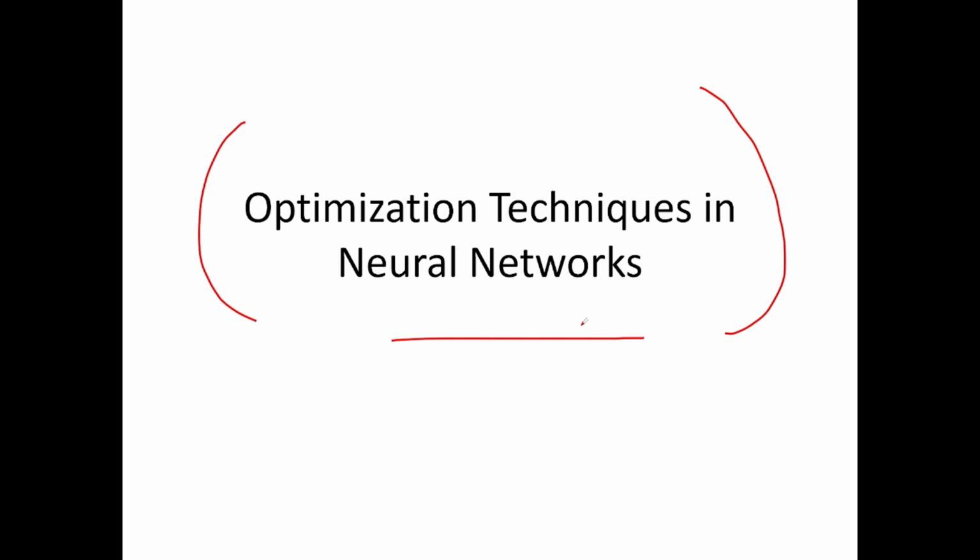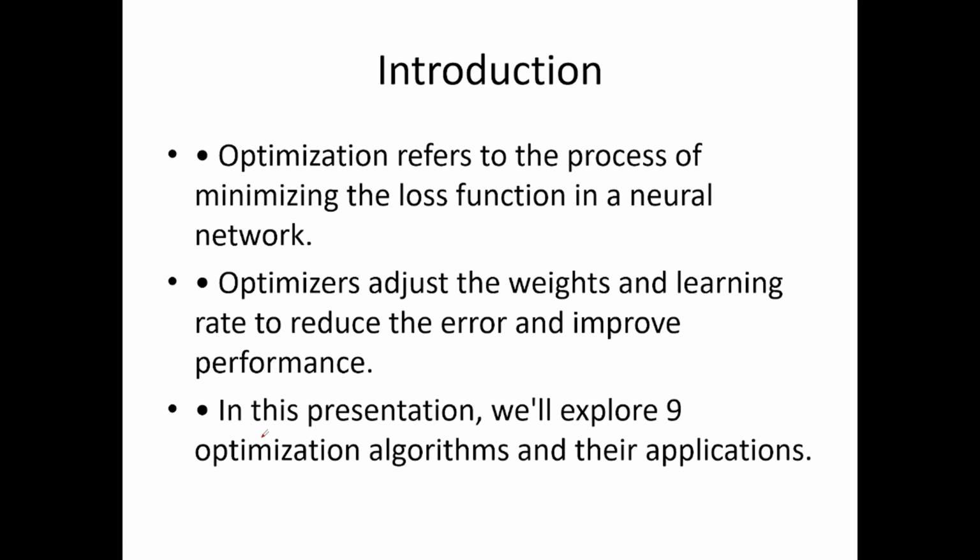In machine learning and deep learning, optimization refers to minimizing the loss function, which tells us how far the predicted outputs are from the true values. The lower the loss, the better the model. An optimizer is an algorithm that helps adjust the weights and learning rate of the model to reduce this loss. These optimization techniques are essential to ensure your neural network is learning correctly and efficiently.